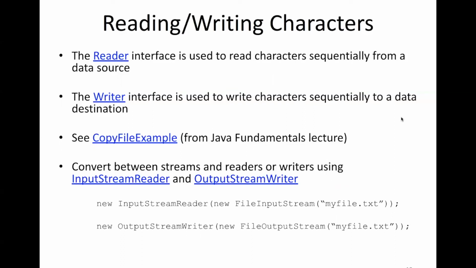So if you know you're working with text files, use readers and writers instead of input streams and output streams. We have a copy file example here that I showed in the Java Fundamentals lecture, so I'm not going to show it again. You can look at that on your own, but that uses readers and writers to read a text file in and write the text file out. So the code looks quite a bit like the compress and decompress examples, but since it's working with text data, it is using readers and writers.